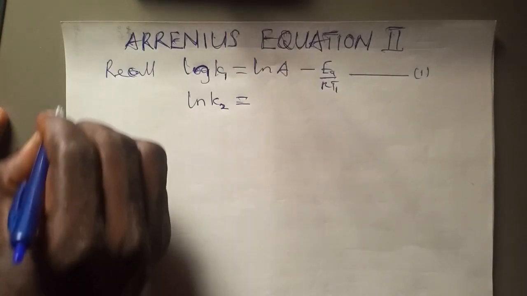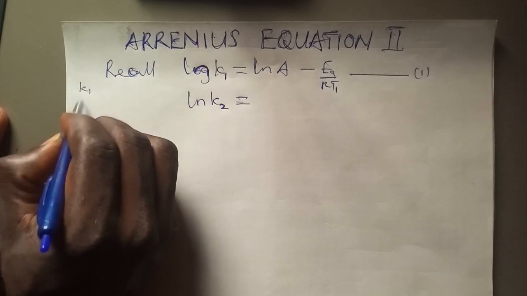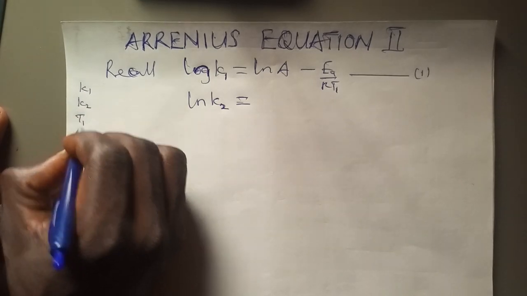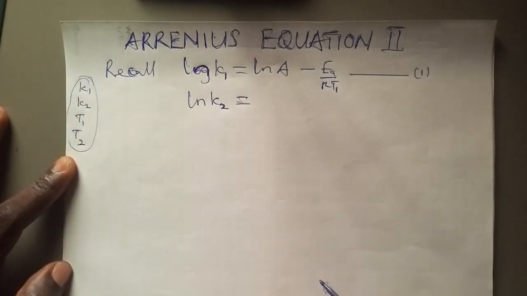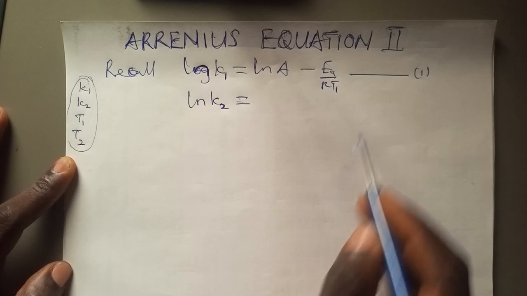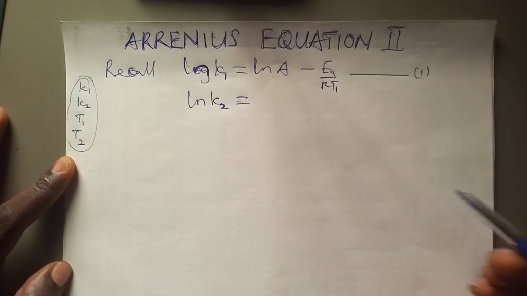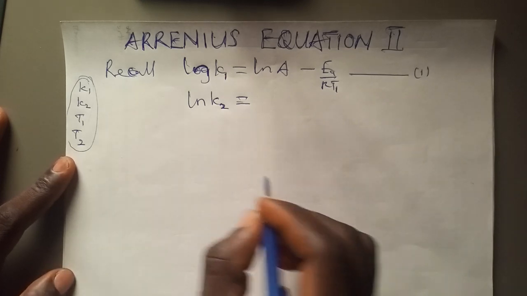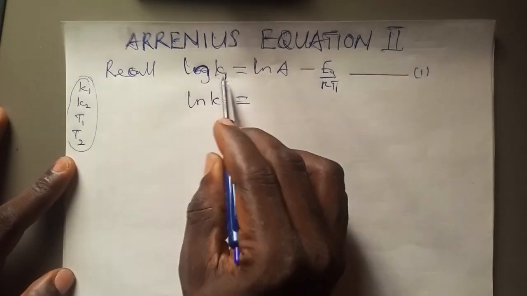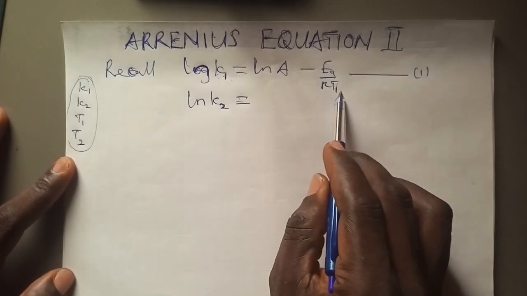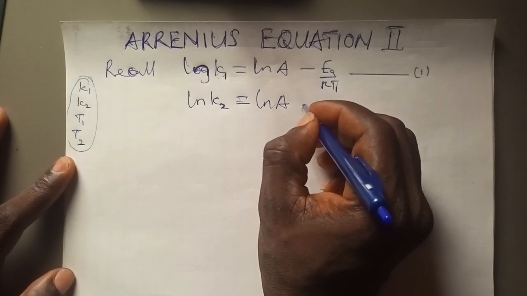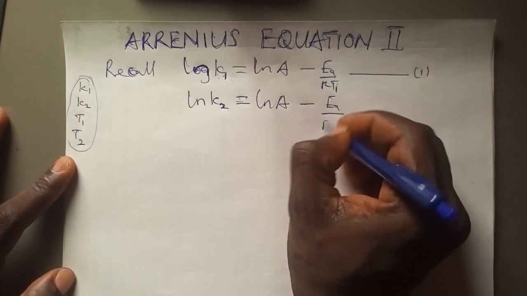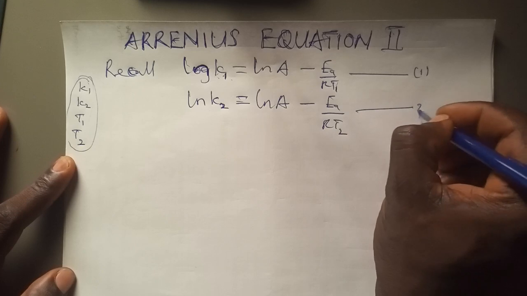For example, in the question where K1 is given to you, K2 is given to you, T1 is given to you, T2 is given to you, they will ask you to look for the activation energy. Where you have different rate constants and different temperatures, how do you go about it? That is what I'm doing. So let us assume we have a rate constant K1 at T1, and a rate constant K2. This collision frequency factor, which is constant, EA over RT2. I will be calling this one equation 2.